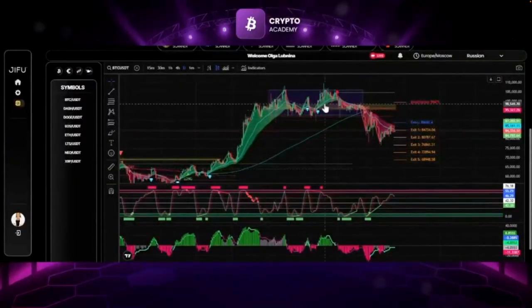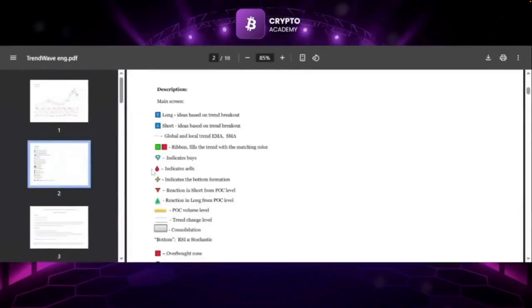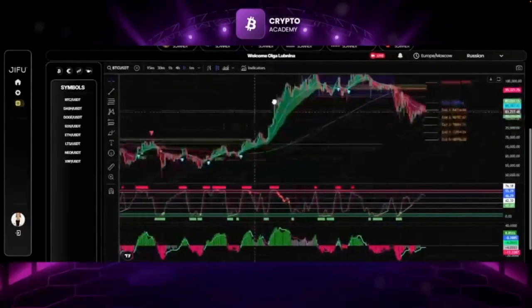Green is for long and red is for short. Next, the indicator shows the buyer, seller, and the bottom. Buyer, seller, and bottom. Let's see an example on the chart.